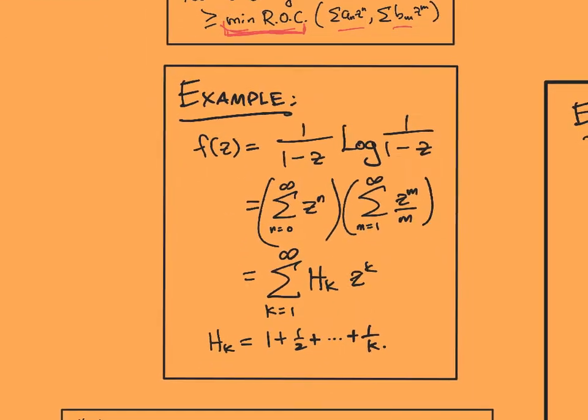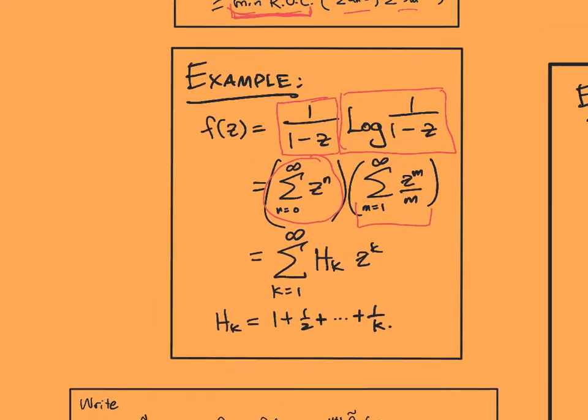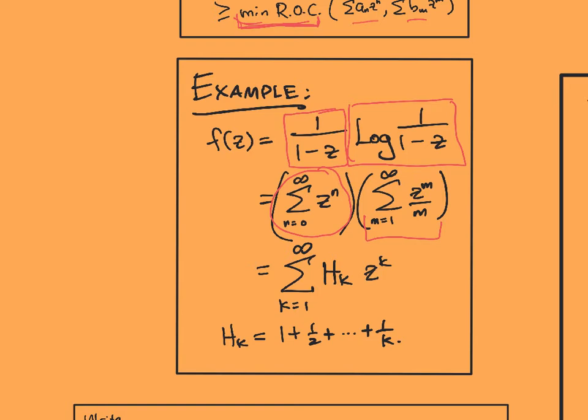So here's just a basic example. If I have 1 over 1 minus z, which has the simplest power series possible, and principal log of 1 over 1 minus z, it has this power series, z^m over m. Then if you multiply these two, you do this convolution product. But what you end up doing is adding up the first k terms in the harmonic series, so you get these H_k's, 1 plus a half all the way up to 1 over k.